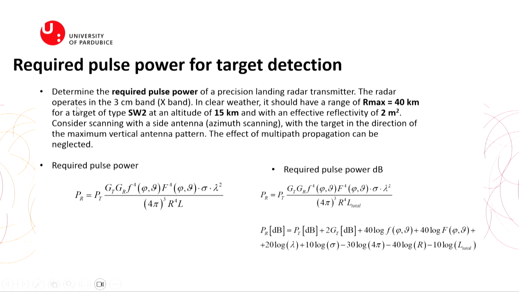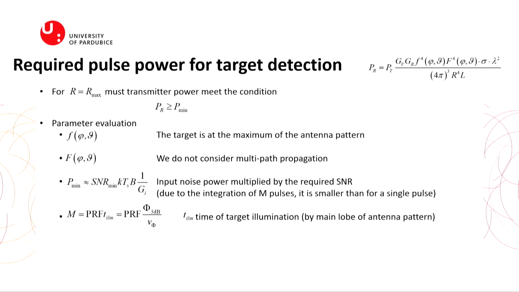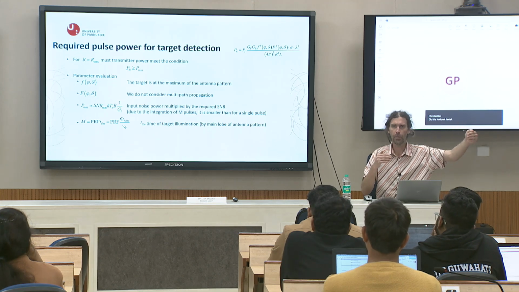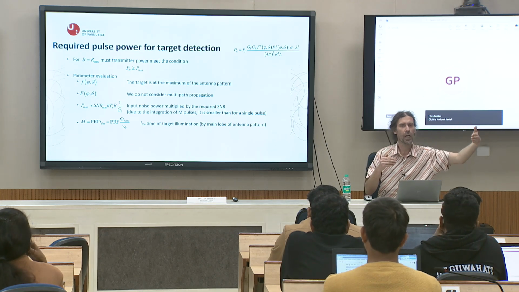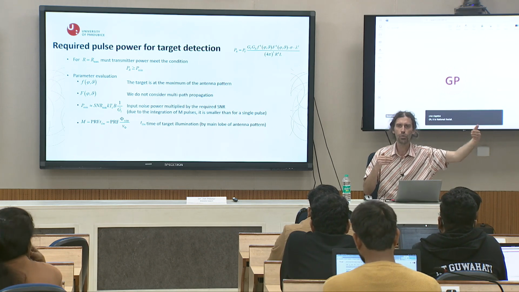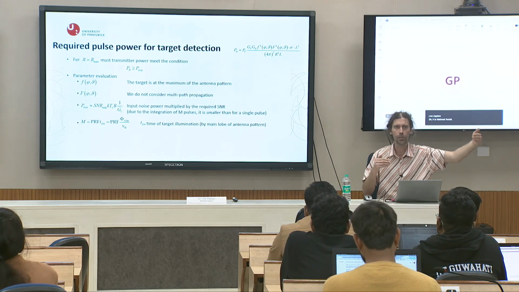And maximum range is 40 kilometers. So, I take care only about the maximum. R is equal to R max. It means my radar is just on the edge of its capabilities, and on this edge I won't see a target with 2 square meter RCS.